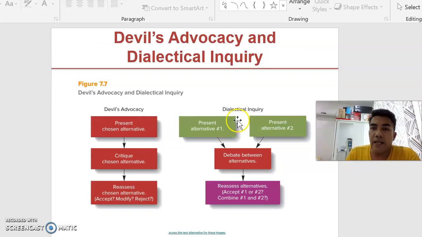Devil's advocacy and dialectical inquiry are other forms of group decision making. In devil's advocacy, you present a chosen alternative, the group members critique it, and then we reassess the chosen alternative, whether to accept, modify, or reject it. In dialectical inquiry, the first person presents alternative one, and then the same person or a different person presents alternative two. We allow some debate to occur between the alternatives, and then we reassess whether to accept one or two, or combine the two options that we have.